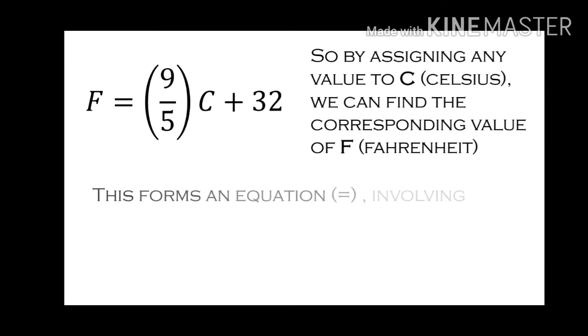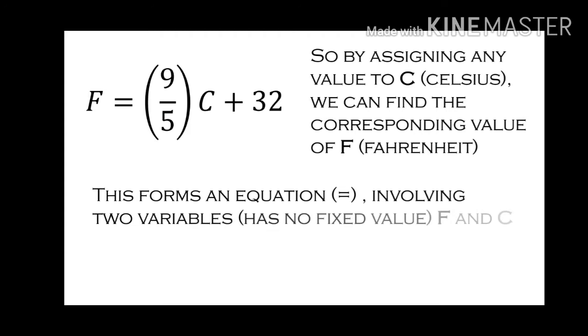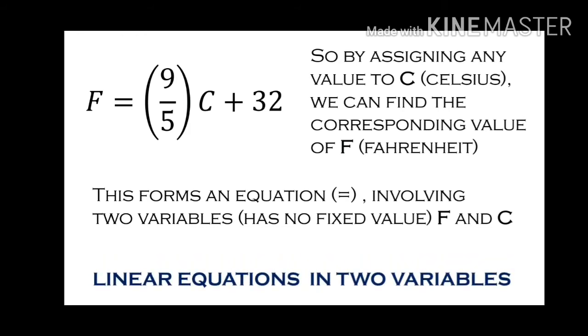So here this forms an equation. It's an equation because it has an equals to sign and it involves two variables, that is F and C. And variables means they have no fixed value. So we can say that these are linear equations in two variables. First thing, why is it a linear equation? Because the degree of this equation is 1. The highest power of the variables is 1. That's why it is a linear equation. And it has two variables, F and C. So, it is called a linear equation in two variables.